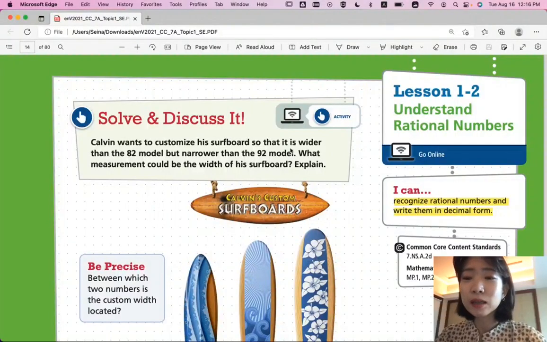Hi guys, this is Pre-Algebra Lesson 1-2, Understand Rational Numbers. In this lesson, we'll be able to recognize rational numbers and write them in decimal form. Let's look at solve and discuss it.